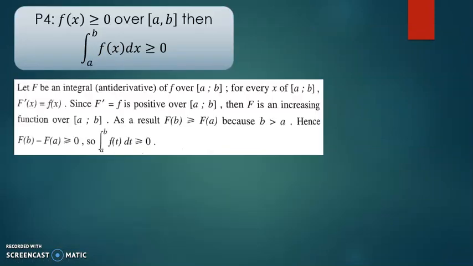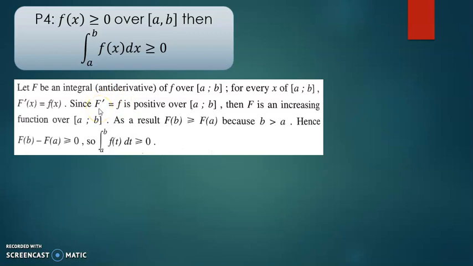The fourth property says that if f of x is greater than or equal to 0 over the interval ab, then the integral from a to b of f of x is also greater than or equal to 0. Why so? Since big F is the integral of small f, the derivative of big F is equal to small f. Now we have that f is positive, so big F prime is also positive.